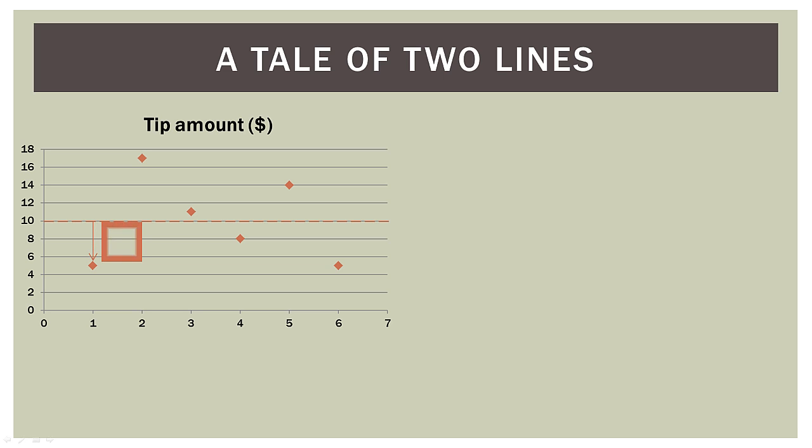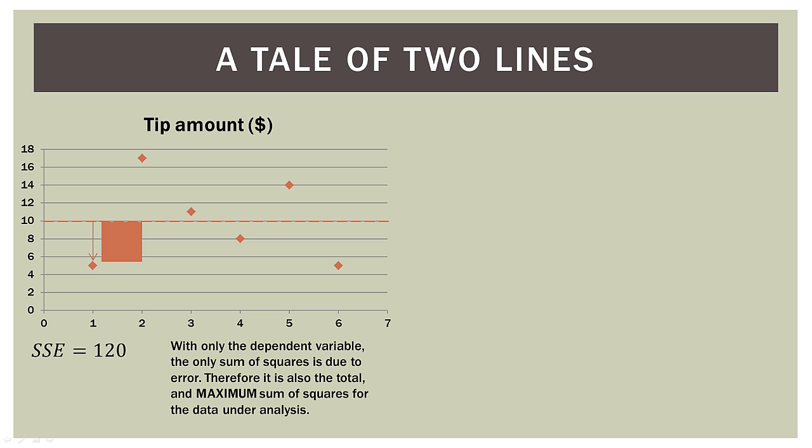Then we found the errors, which is the distance from the mean line to each observed data point. And then we squared all of those errors and then added them up. When we did that, we came up with an SSE, or sum of squared error, of 120. Now this is a very important point. With only the dependent variable, the only sum of squares is due to error. That's all we have to work with. Therefore, it is also the total sum of squares and the maximum sum of squares for the data under analysis.